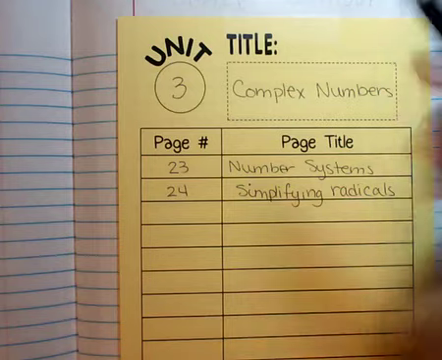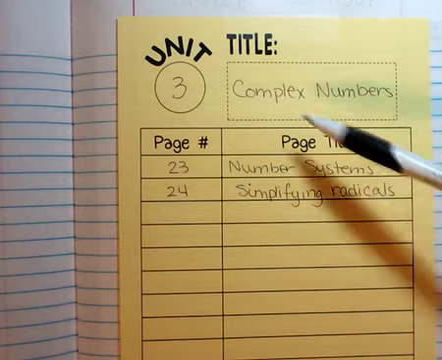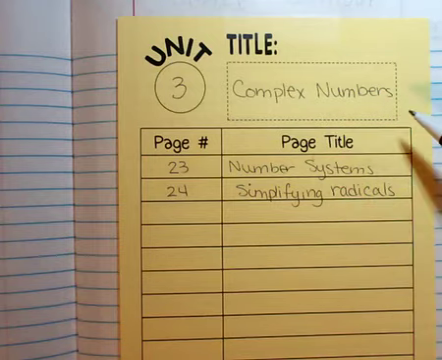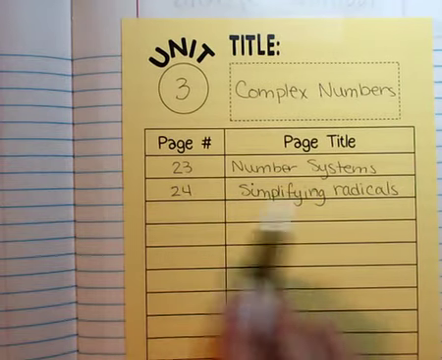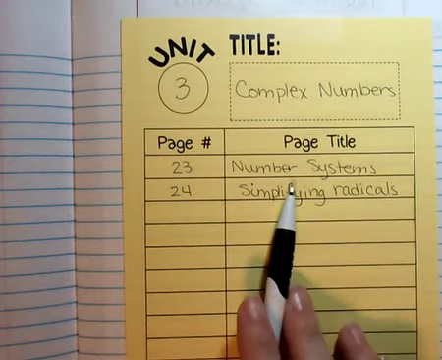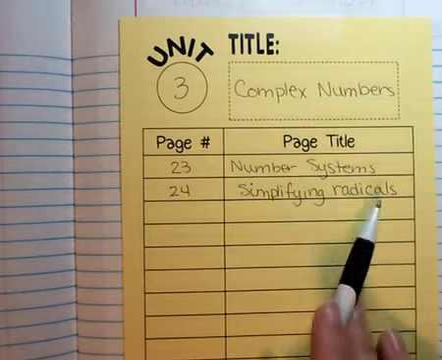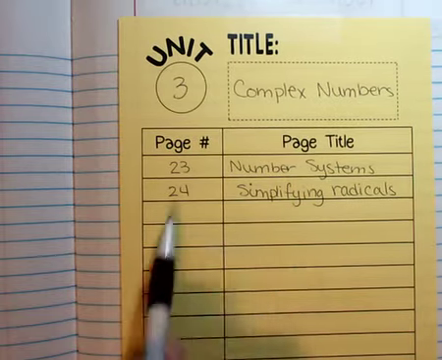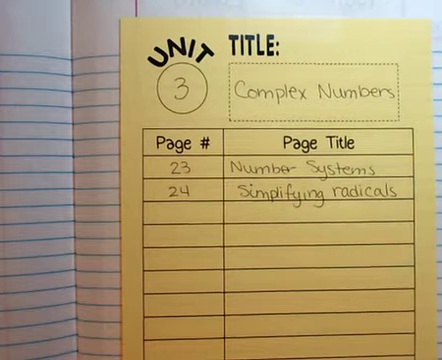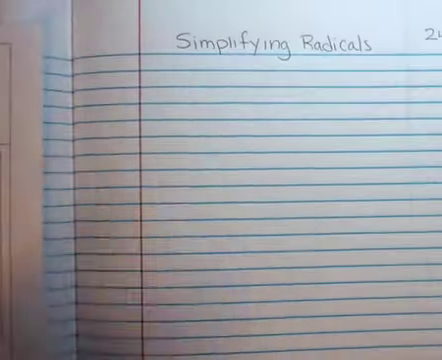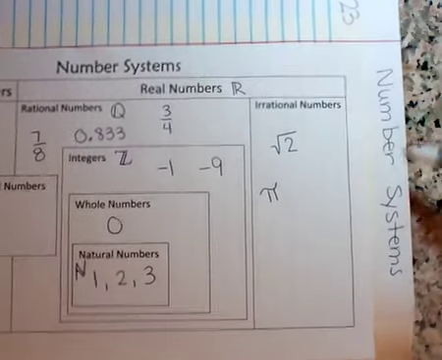Alright, this is Unit 3, and the title for this unit is Complex Numbers. On page 23, we're going to put the sheet that I handed out to you, the number system sheet. And on page 24, we're going to have a review of simplifying radicals. So on page 23, make sure you have a page number and the title is Number Systems.